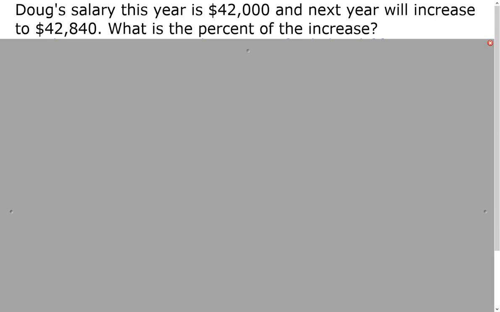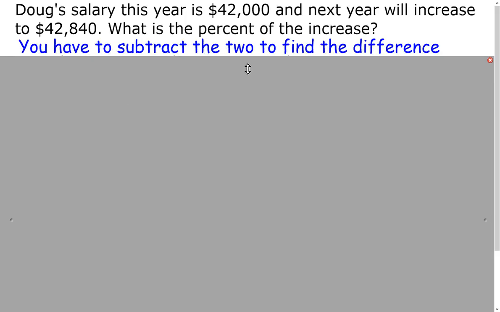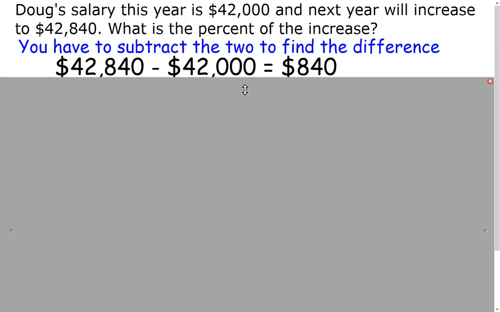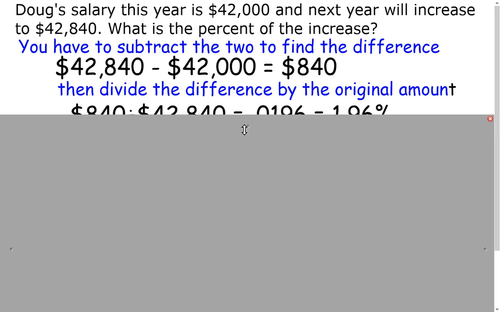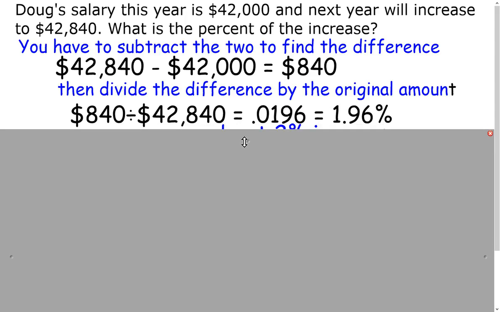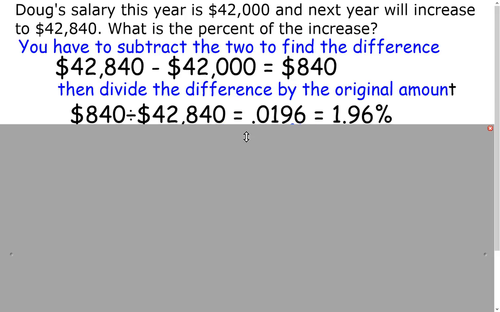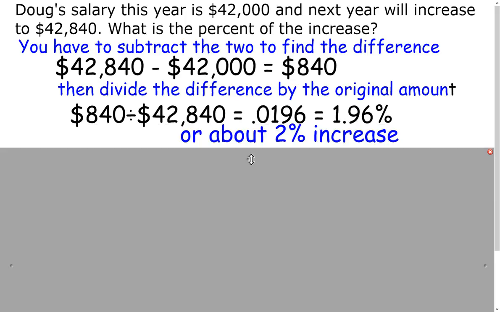One more page to look at here. We've got Doug's salary this year of $42,000, and next year it's $42,840. And what is the percent increase? So what you have to do for these is subtract the two to find the difference. And the difference is $840. And then you take that difference and divide it by the original amount. So the difference of $840 divided by the original of $42,000 gives you 0.02, and move the decimal over 1, 2. And you get 2% increase that you get paid.